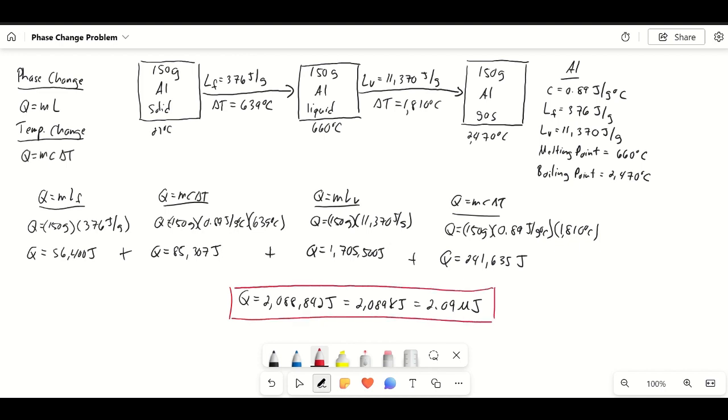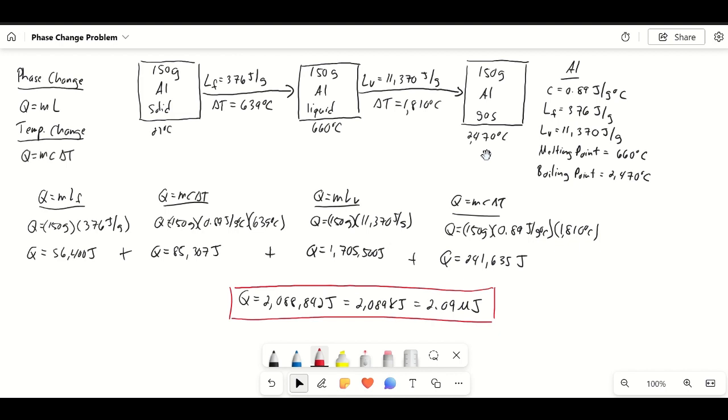But there's the amount of energy that's required to vaporize a 150-gram chunk of aluminum and bring it all the way from room temperature and vaporize the whole thing. So that's how we do these types of problems.